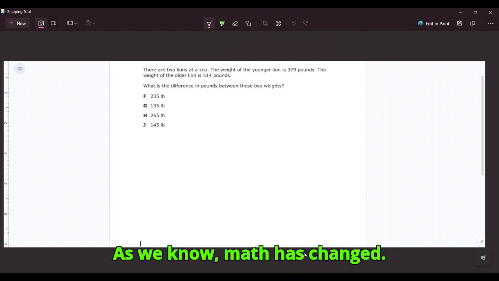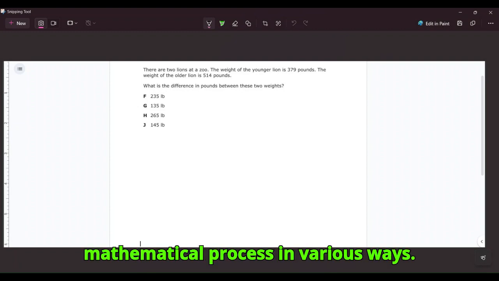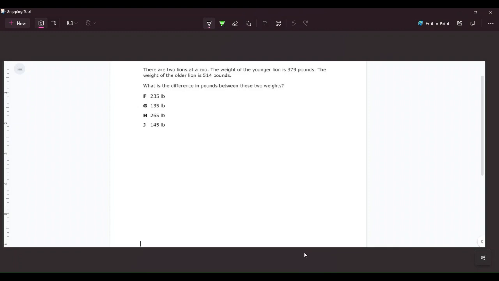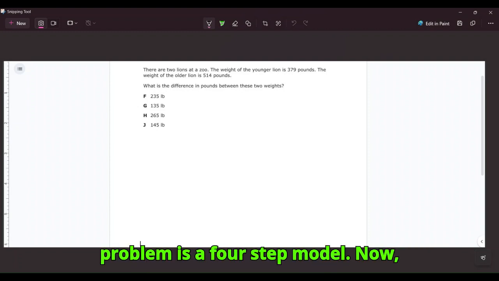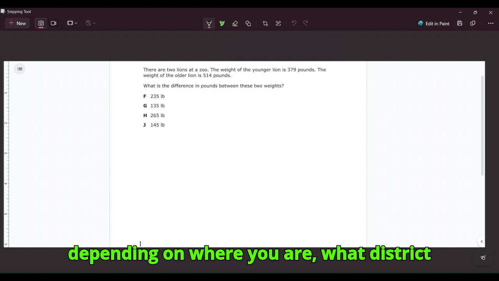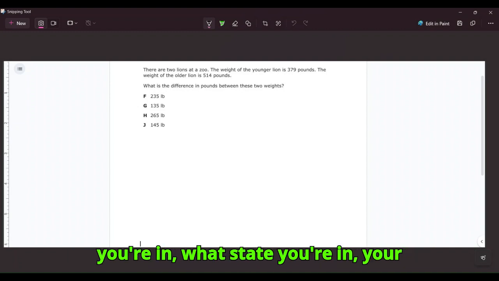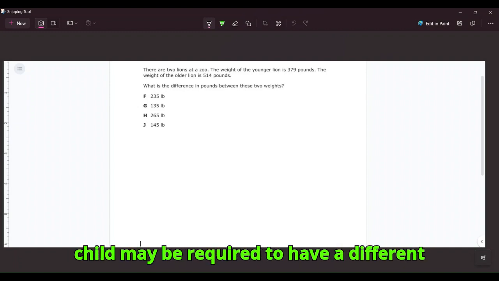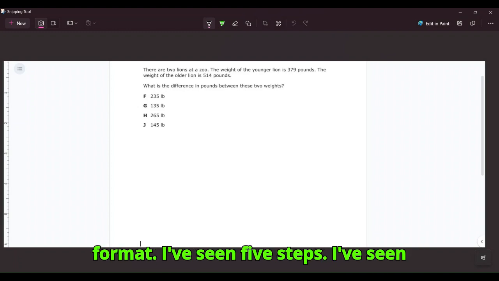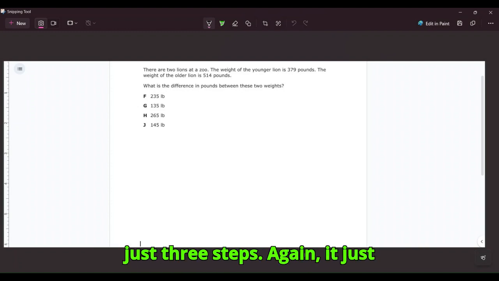As we know, math has changed. Math is not just about finding the correct answer, it's also about your child understanding the mathematical process in various ways. What I'm going to be showing you for this problem is a 4-step model. Now, depending on where you are, what district you're in, what state you're in, your child may be required to have a different format. I've seen 5 steps, I've seen just 3 steps. Again, it just depends on what is expected in your area.